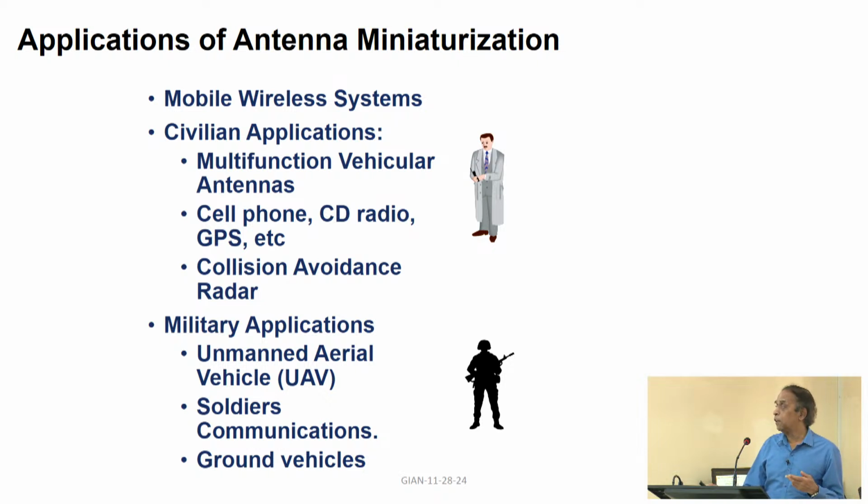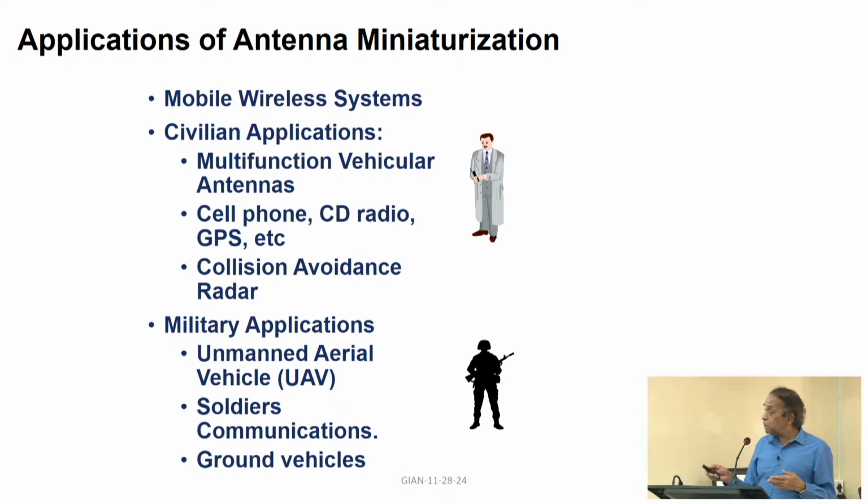For defense-oriented applications, you have the unmanned aerial vehicles, all the drones they are using to kill each other in Ukraine. That has an antenna, and it receives the signal from GPS. And also soldier communication. There are antennas stitched to their uniform, so it's miniaturized and easy for them to carry around. And also you have antennas in ground vehicles like tanks or Humvees.